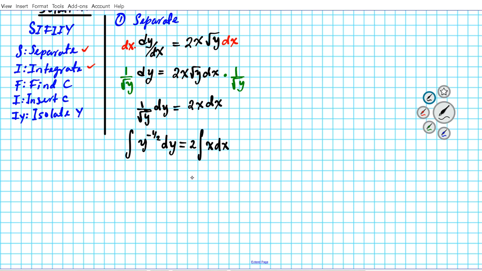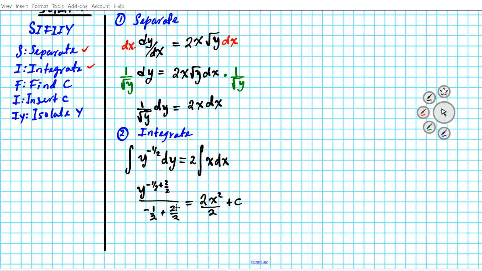All right, now we're going to proceed to use the power rule to integrate both sides of our equation. If we integrate the left side, we're going to have y raised to the negative 1/2 plus 1, which is 1/2, divided by the same thing, negative 1/2 plus 1, which is 1/2. And if you integrate the right side, you have 2x squared over 2 plus the constant C.